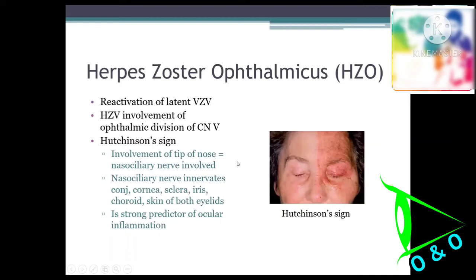Switching gears to a related condition, herpes zoster. This is a reactivation of latent varicella zoster, and there is involvement of the ophthalmic division of cranial nerve 5, so the V1 distribution. Classically, you have Hutchinson's sign, which is the rash going all the way down to the tip of the nose, and the involvement of the tip of the nose means that the nasociliary nerve is involved. The nasociliary nerve innervates the conjunctiva, cornea, sclera, iris, choroid, and skin of both eyelids, and is a strong predictor of ocular inflammation.